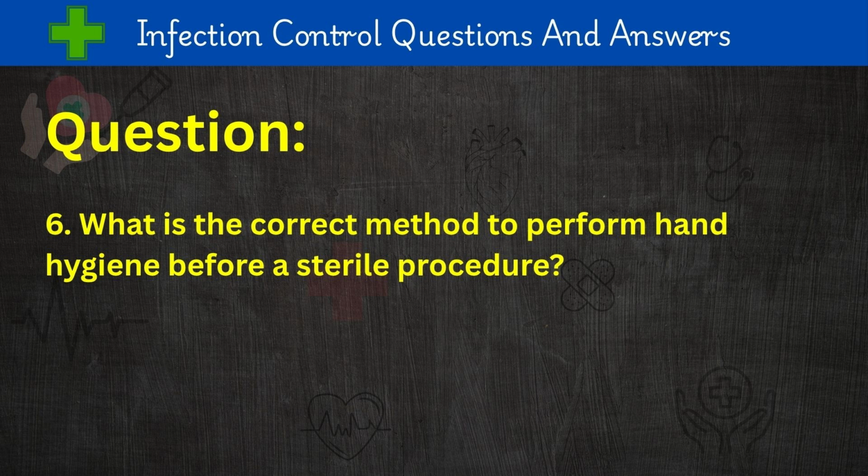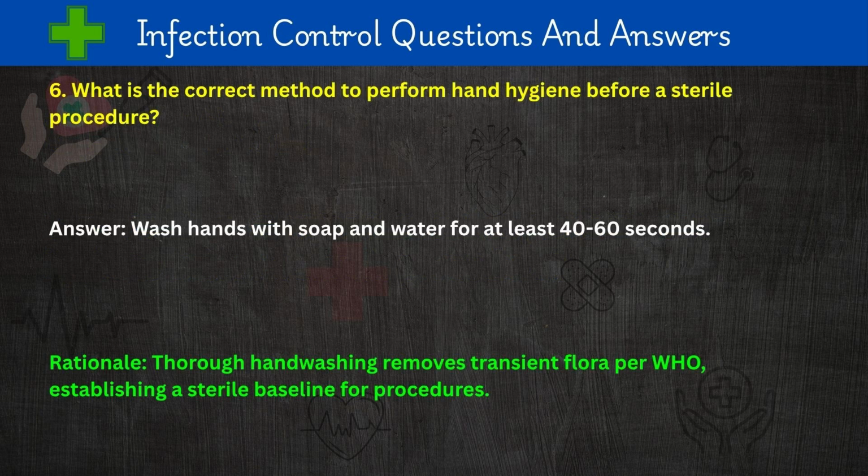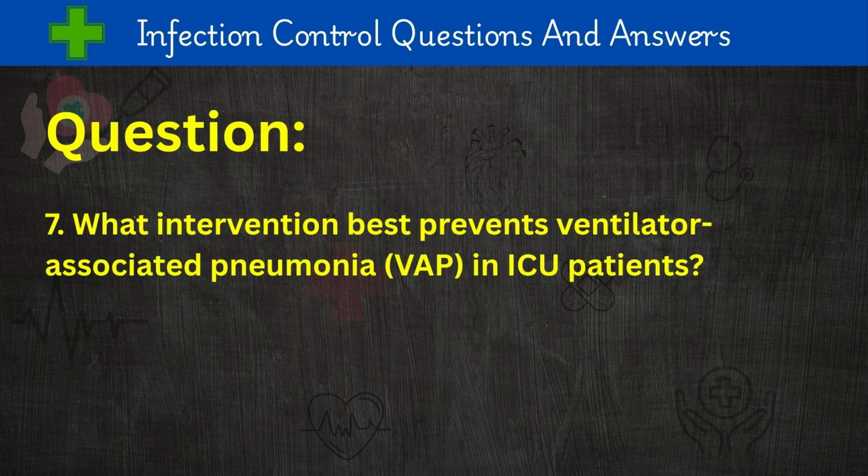6. What is the correct method to perform hand hygiene before a sterile procedure? Answer. Wash hands with soap and water for at least 40 to 60 seconds. Rationale. Thorough hand washing removes transient flora per WHO, establishing a sterile baseline for procedures.